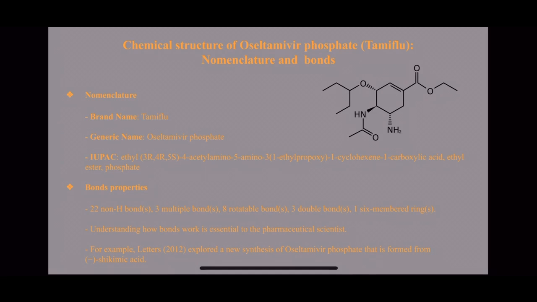Now let's switch to talk about the chemical structure of oseltamivir phosphate, which is known as Tamiflu. In pharmacological terminology, drugs usually can have many names. For example, in our case, Tamiflu is the brand name, while oseltamivir phosphate is the generic name, which is like a class or group, while we also have the IUPAC name, which is mostly related to chemistry. For example, here we have this long name for this compound.